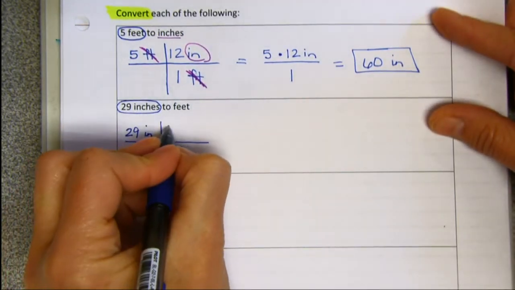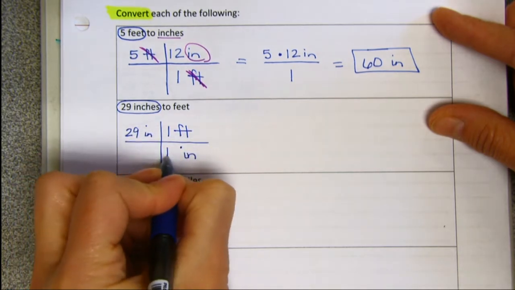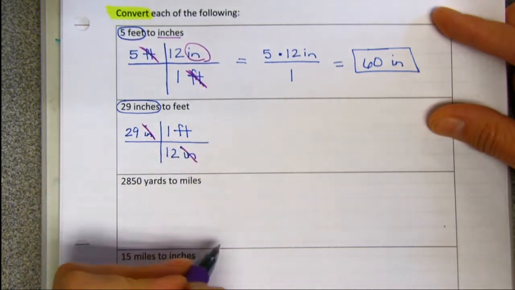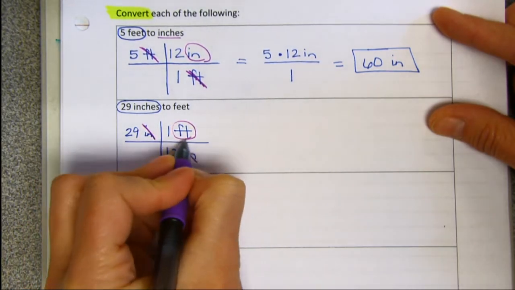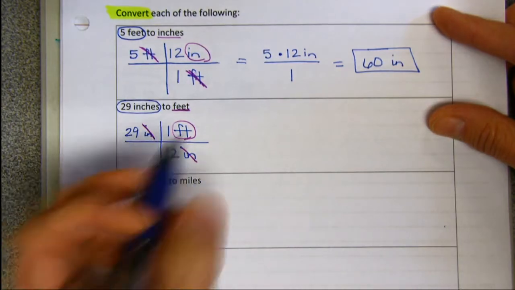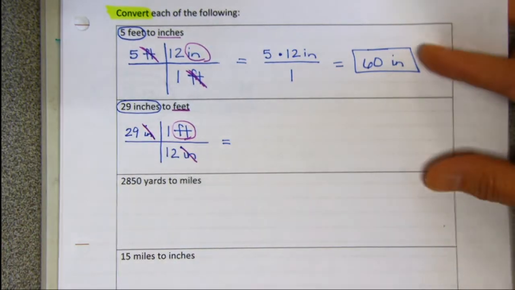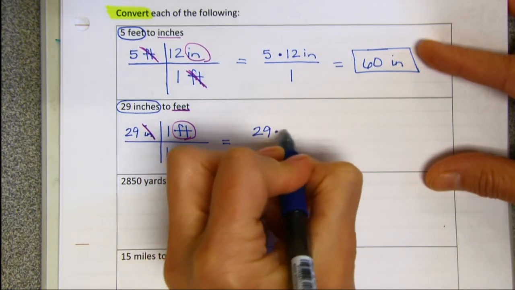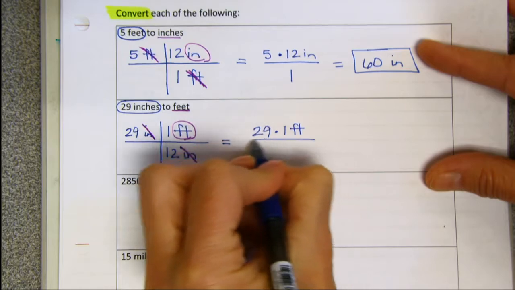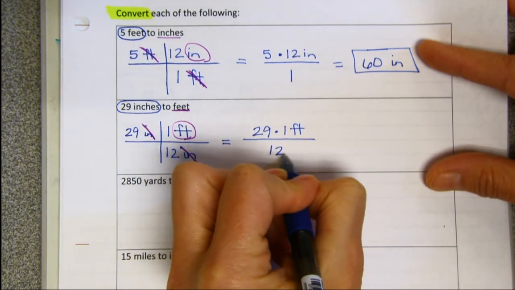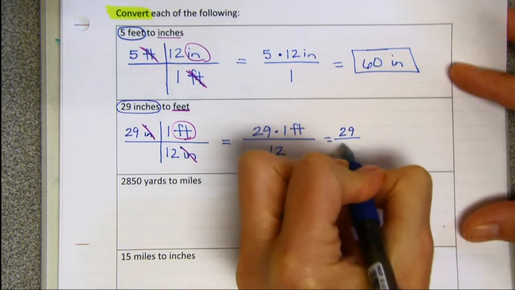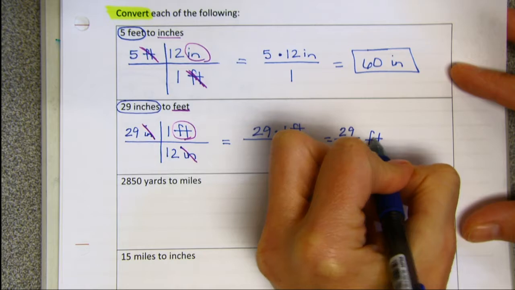So I'm going to use that unit conversion, which is 1 foot is the same thing as 12 inches. So now I can cancel out inches because that's what I wanted to get rid of. I'm left with feet, which is what we wanted. Now, if you'll notice, this time on top I have 29 times 1 foot, and on bottom I have 12. So this is where you have to be careful because now I have 29 over 12 feet.